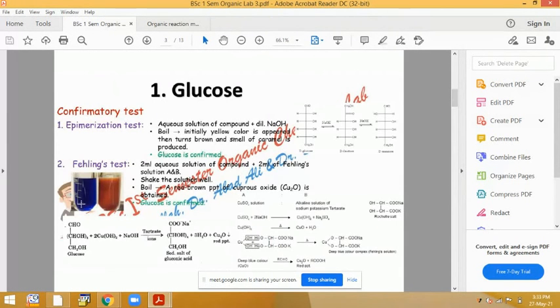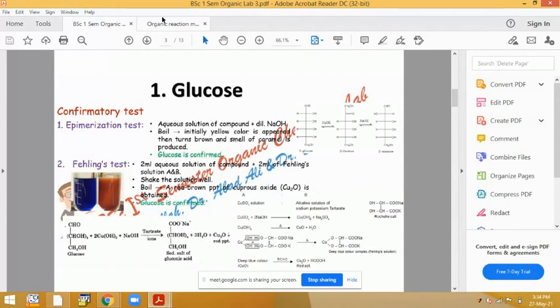And the color you see first when you take Fehling A and B will be blue due to the copper hydroxide. And when you add glucose, you see in the second test tube the solution color becomes brown from blue, due to the formation of cuprous oxide. And the aldehyde becomes an acid, gluconic acid. That's why it shows the brown color. From this color change, you can say, yes, our compound is glucose.